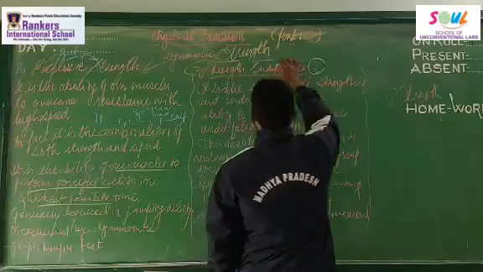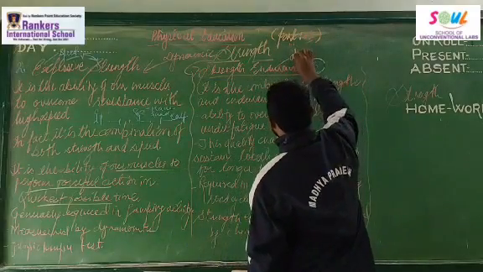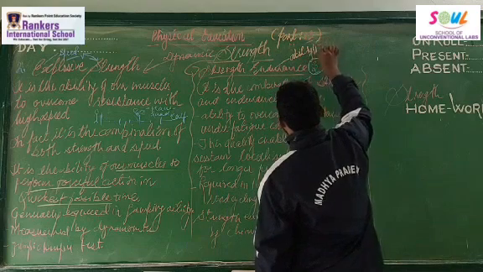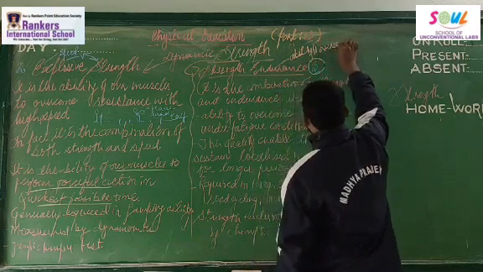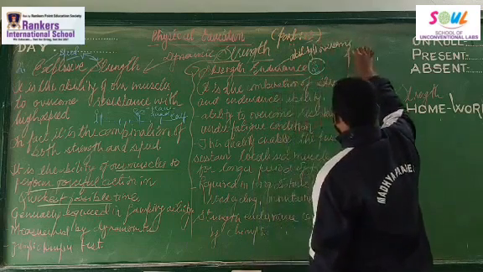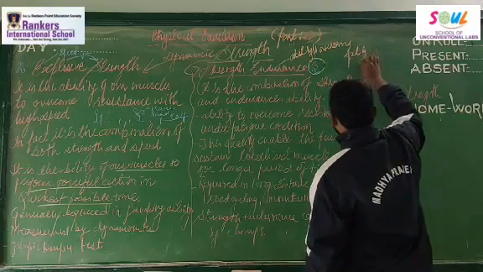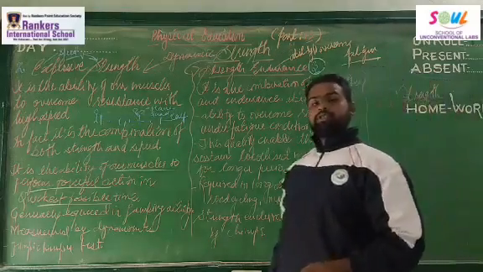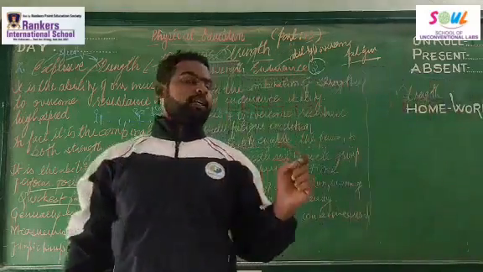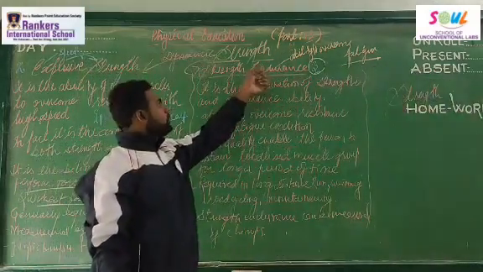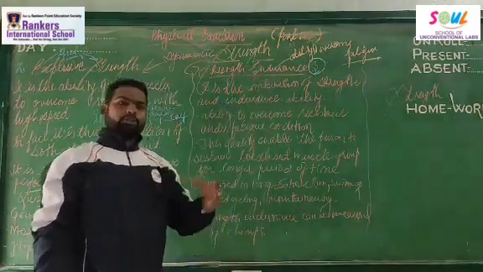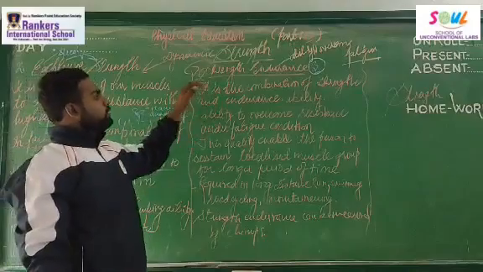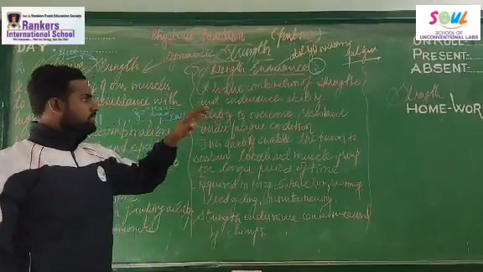Now the point comes, what is endurance? Endurance is the ability to overcome fatigue. Right? So it's the ability of our muscles to overcome fatigue, and that is called endurance. So strength endurance is the combination of both strength as well as endurance ability.